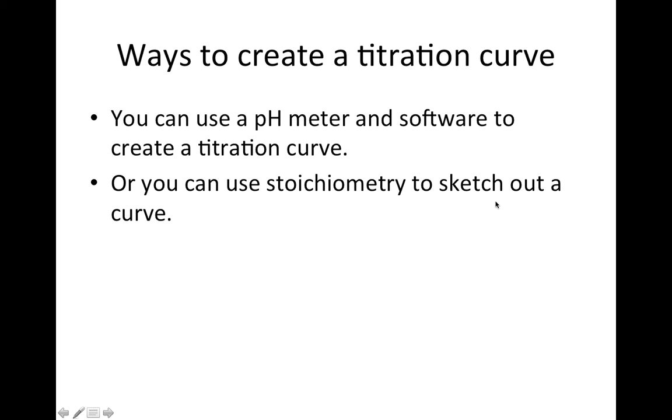So how did we create these titration curves? Well, one thing you can do is use a pH meter in software, which is the setup that was in that diagram that I had you label earlier. Or you can use stoichiometry to sketch out a titration curve, and this is much more likely. They love asking students to sketch out titration curves, so this math is actually pretty important.